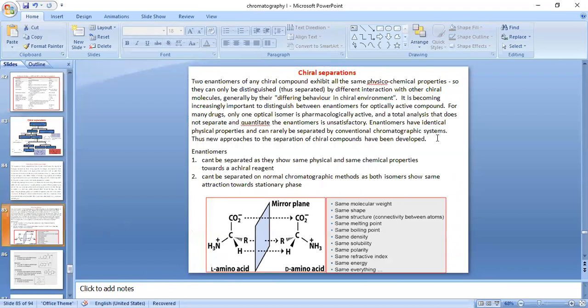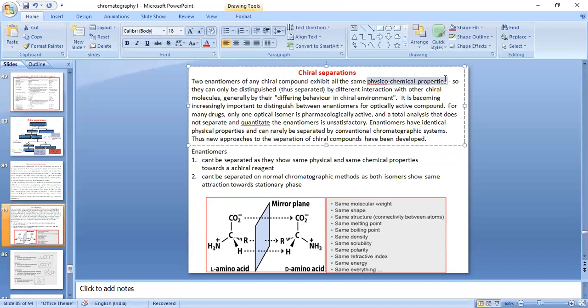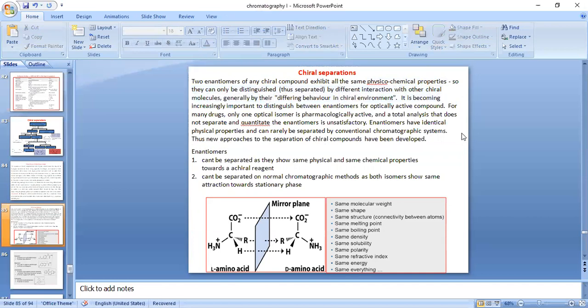Now, chiral separations can be done. Why do we need to separate the chiral isomers? The two enantiomers of any chiral compound exhibit the same physicochemical properties, as I already told you. They can be distinguished and separated only by different interaction with chiral molecules, that is, different behavior in a chiral environment. Since they have the same chemical and physical properties, that is same molecular weight, same shape, same structure, same melting point, boiling point, density, solubility, polarity, refractive index, and energy, almost everything is the same. We cannot use any of these parameters to separate these two isomers.